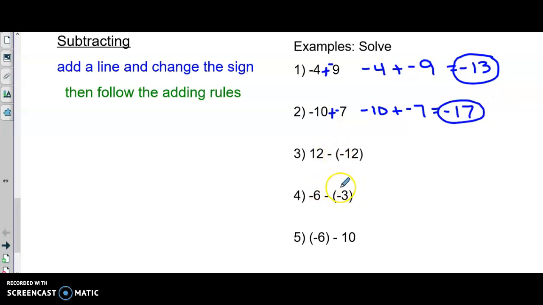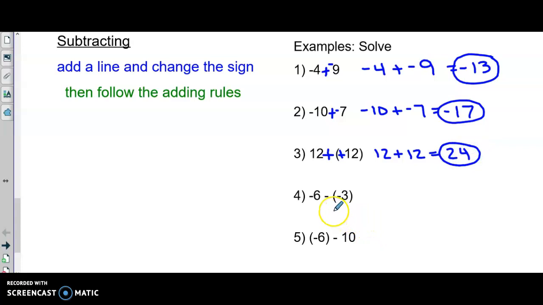We want to add a line and change the sign, so we're going to add a line. Oops, it's going to be plus. And then we want to change the sign. This -12 is going to become +12. So I'll rewrite it. We have 12 plus 12. So they're both positive, so this is just basic addition. 12 plus 12 is 24, and that's our answer.